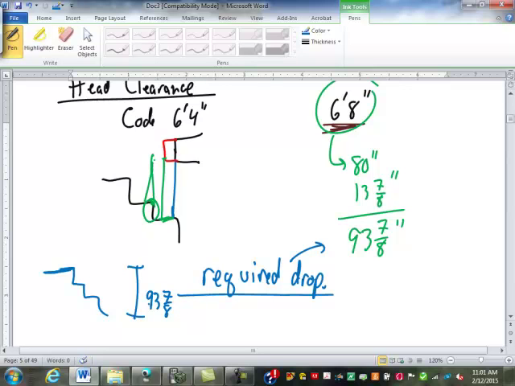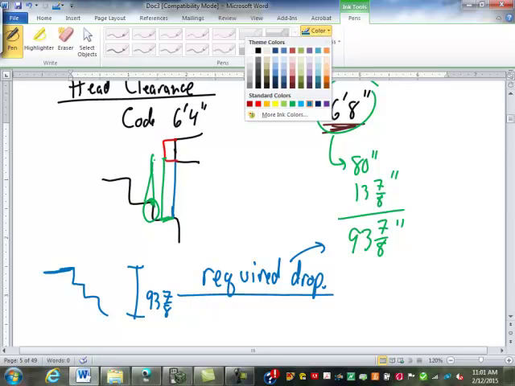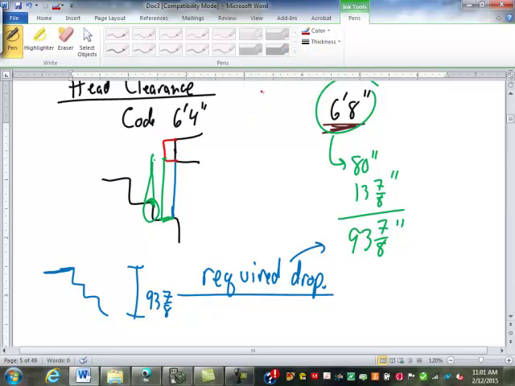Does everybody see where the 93 7/8 came from? 13 7/8 was our floor thickness, because you have to get below the floor before you can even start the head clearance, right? Head clearance isn't to the top of the floor, it's to the bottom of the floor. So we need 93 7/8 inches.